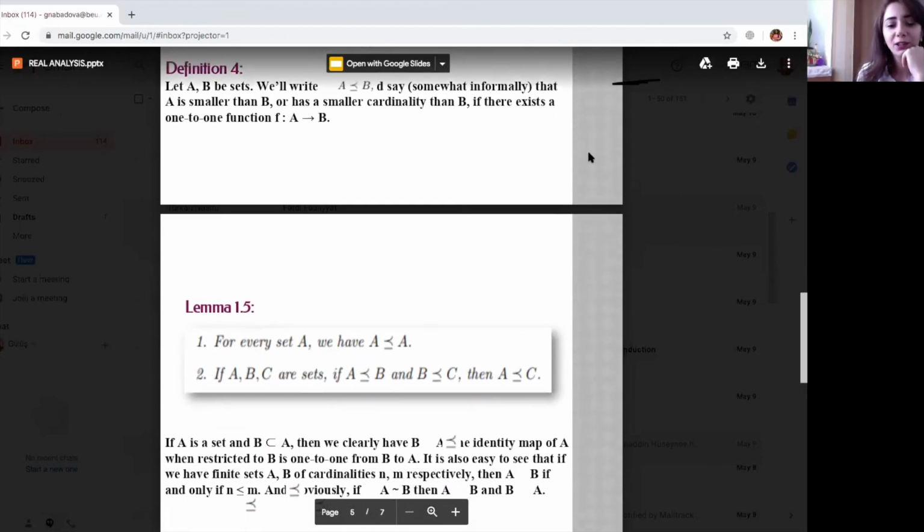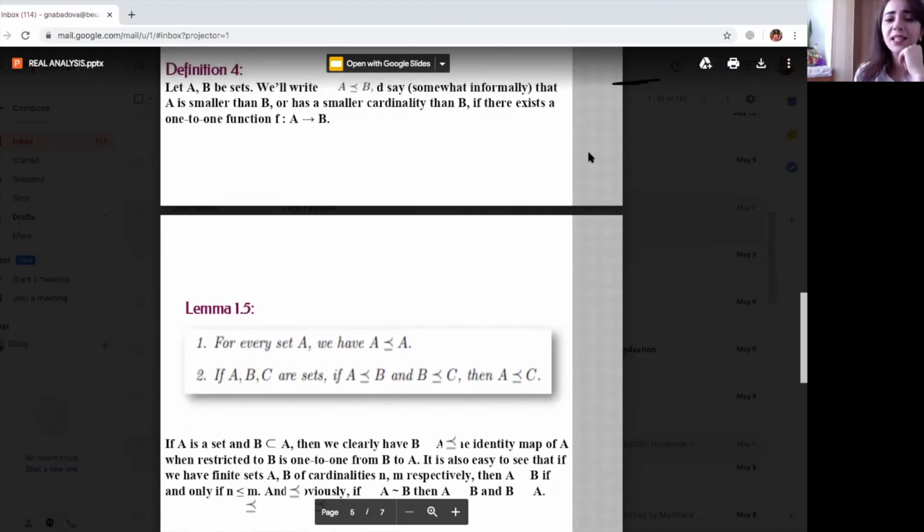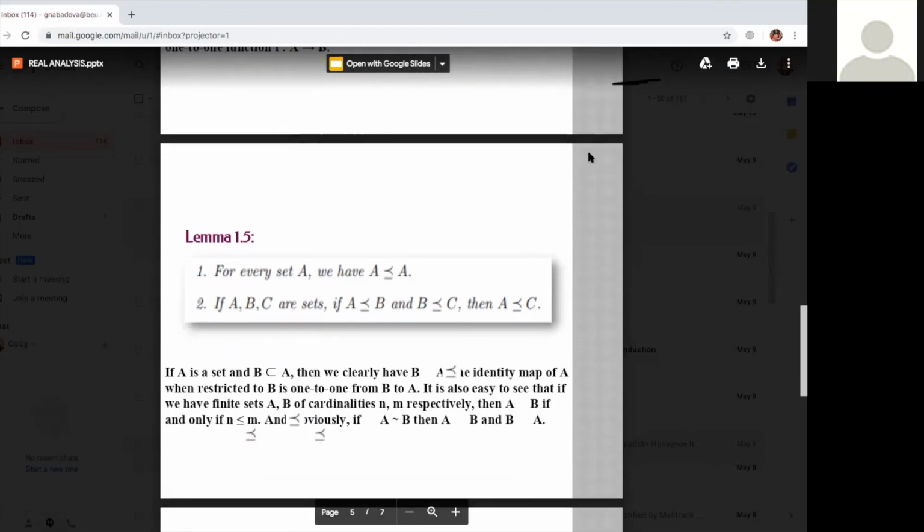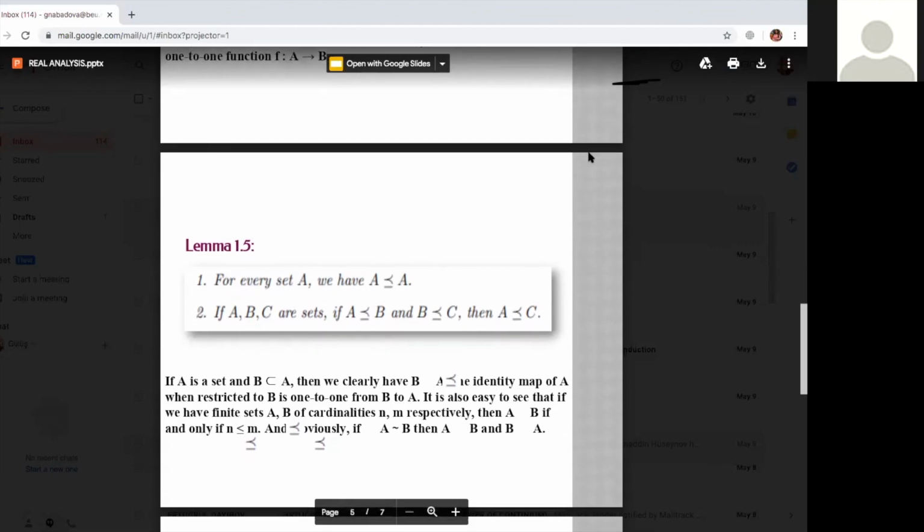Definition 4. Let A and B be sets. We'll write A less than or equal to B and say that A is smaller than B, or has a smaller cardinality than B, if there exists a one-to-one function from A to B.